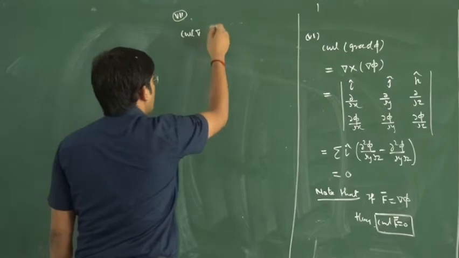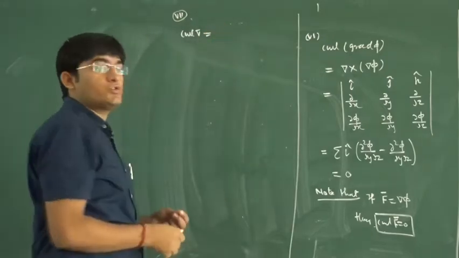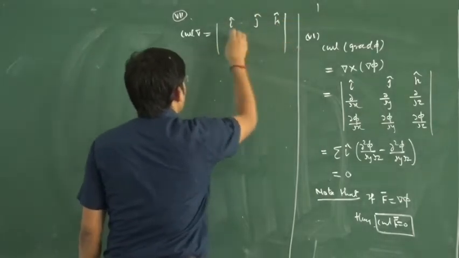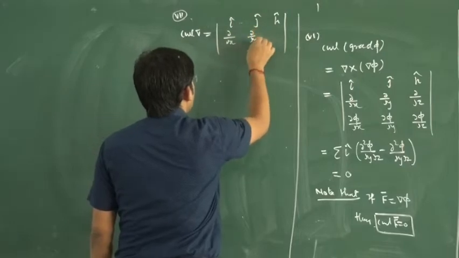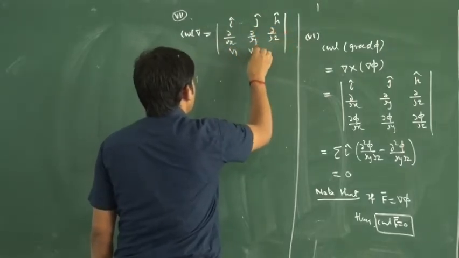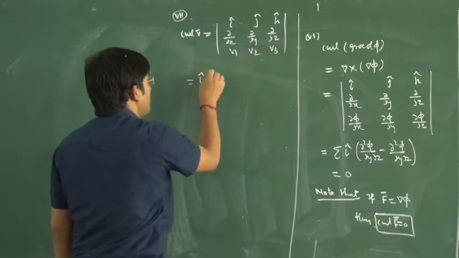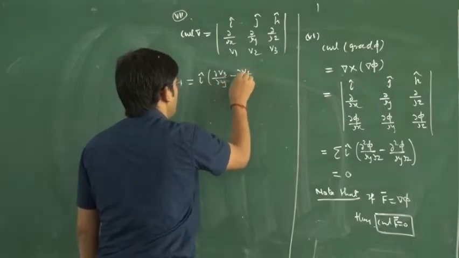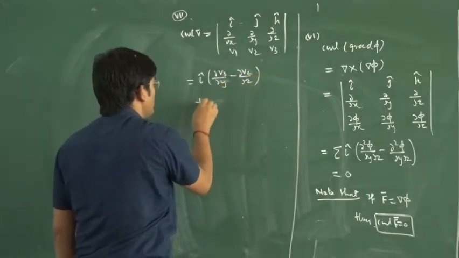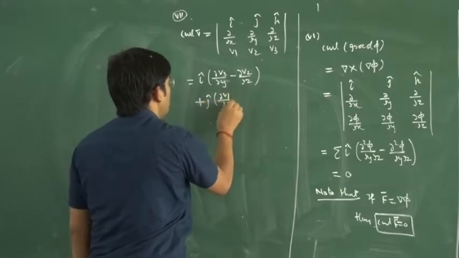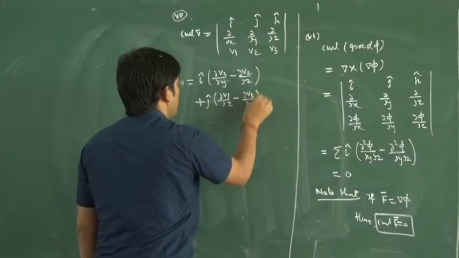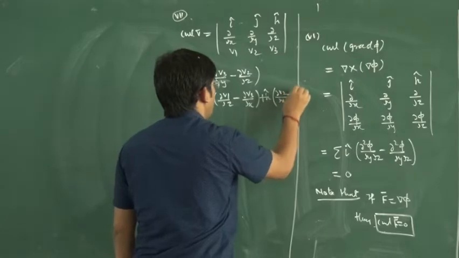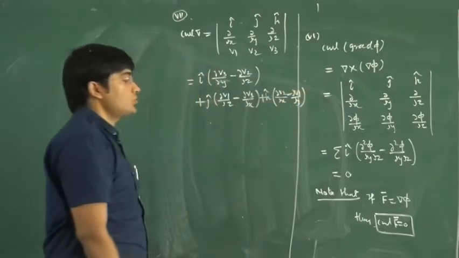So if you assume the components of V as B1 i plus B2 j plus B3 k, then this curl of V will be the determinant with rows i, j, k, del upon del x, del upon del y, del upon del z, then B1, B2, B3. And this can be written as i times del B3 upon del y minus del B2 upon del z. Then we will have minus j, so this will be your del B1 upon del z minus del B3 upon del x. And our next term will be k times del B2 upon del x minus del B1 upon del y. So we have curl V.